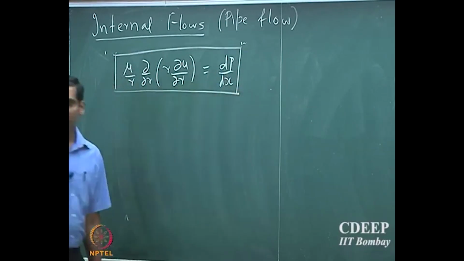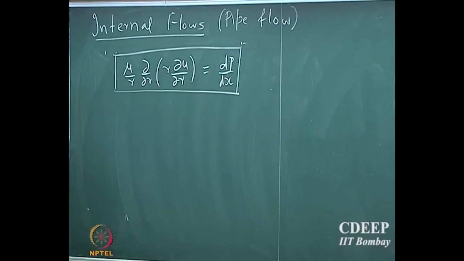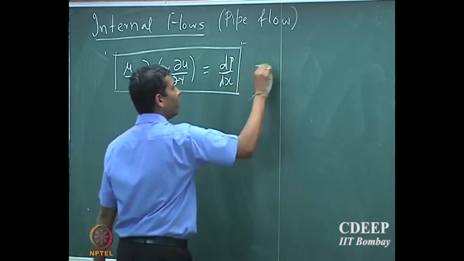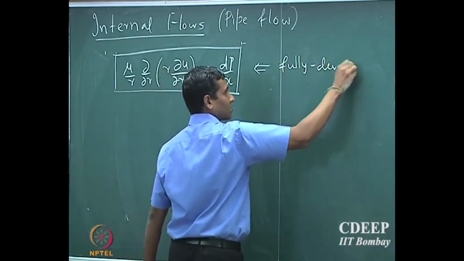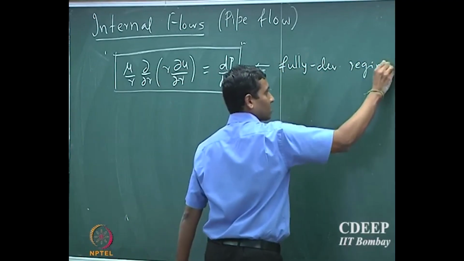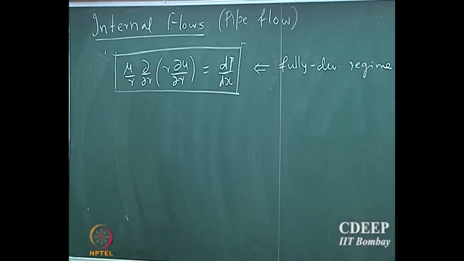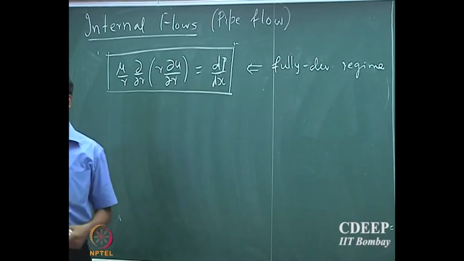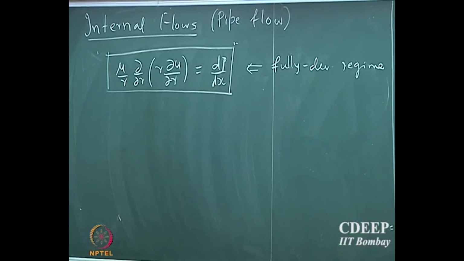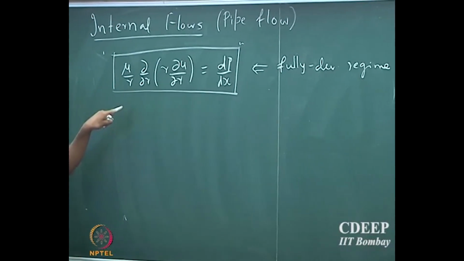a balance for the velocity in the fully developed regime. Okay. So this is not true in the developing or the entry regime, it's true only in the fully developed regime, where dp by dx, the pressure gradient, is not a function of the radial position. Therefore, you can find out the velocity profile in the fully developed regime.